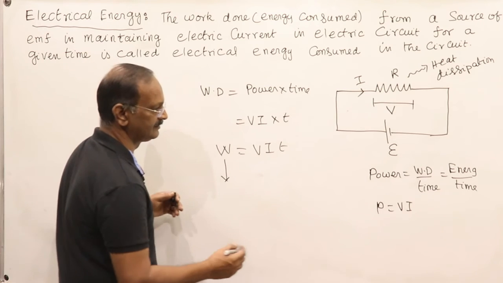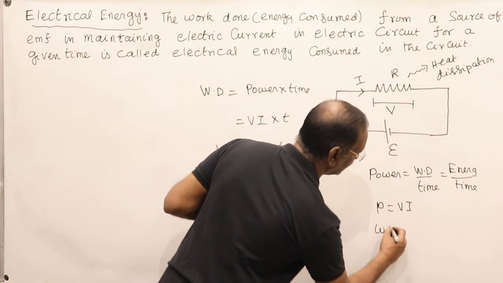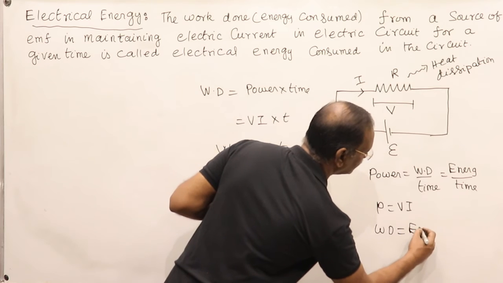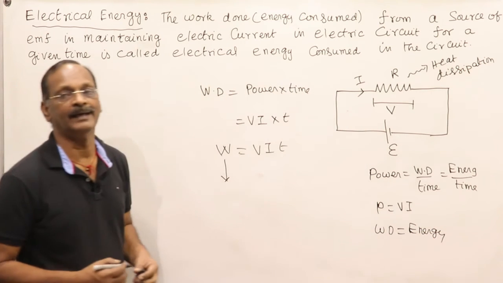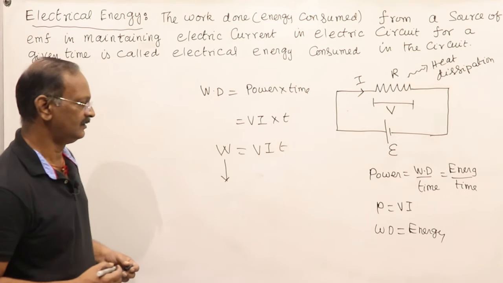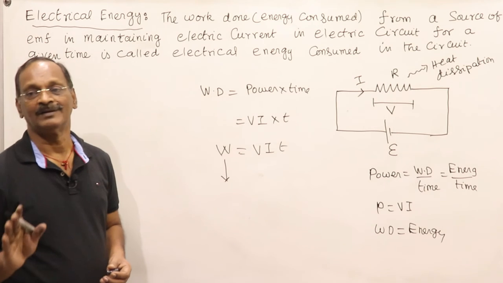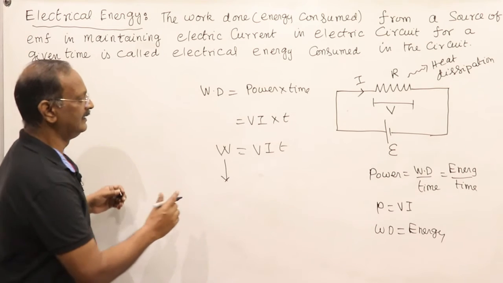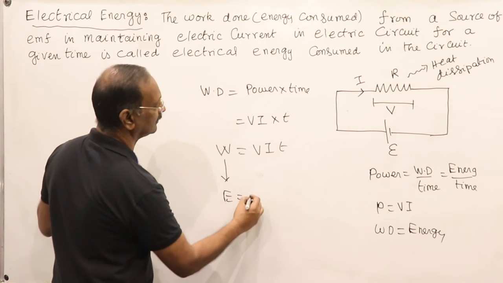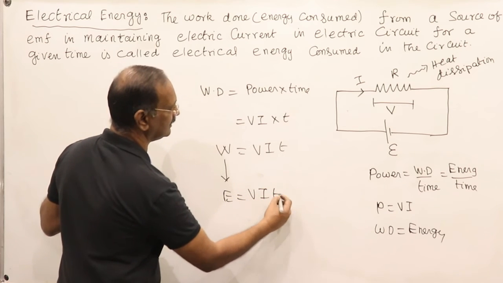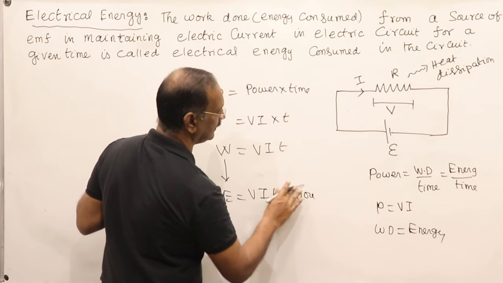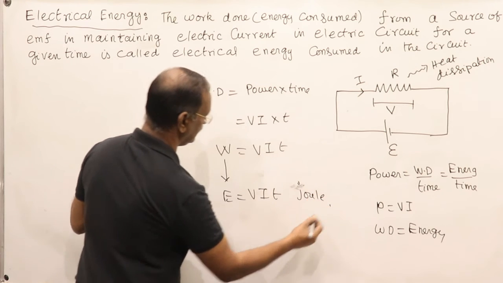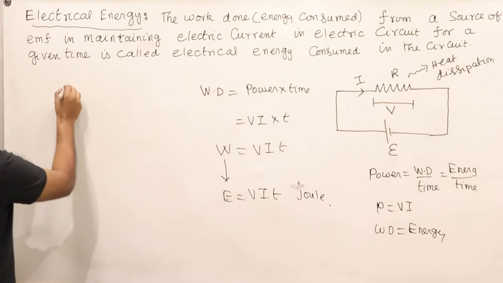As it is, work done is equal to energy. How much work is done? It is converted into heat energy. So work done is equal to energy by work energy theorem. Therefore, energy is VIT. So energy is always in Joule. Always in Joule. So this we can write in a different form.